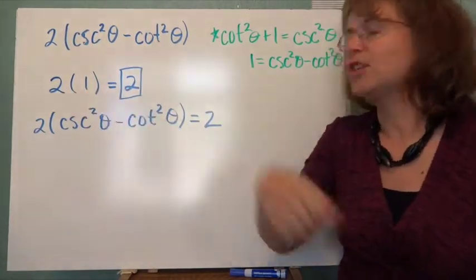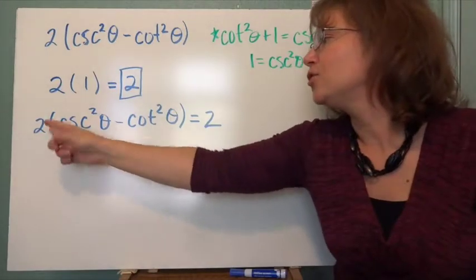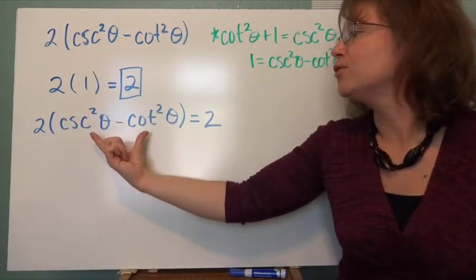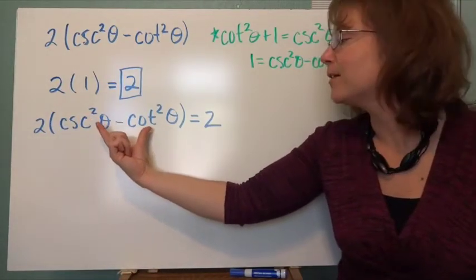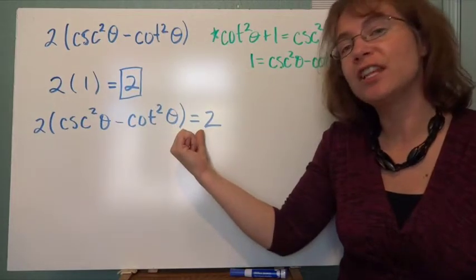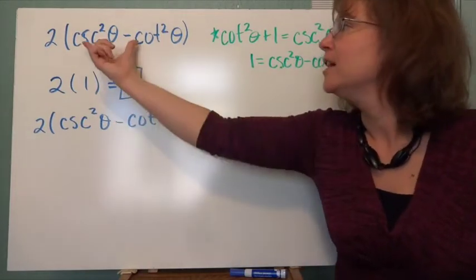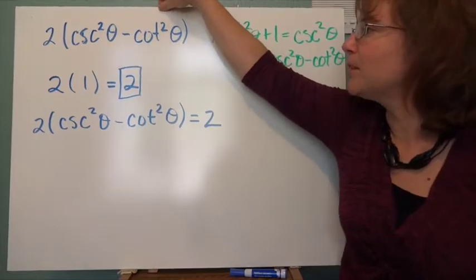So 2 times 1 is just 2. The way I would write that is 2 times the quantity of cosecant squared theta minus cotangent squared of theta is equal to 2. So that's a much simpler expression than my original one, just using my identities.